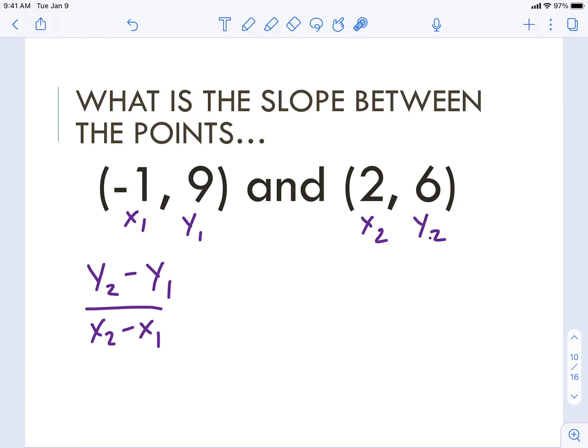Okay, in this, remember that these are xy coordinates, right? So this is x1, y1, x2, y2. Sometimes students put x1, x2, and y1, y2, but each one is its own xy coordinate. And now I can just plug things in from there. That would make it 6 minus 9 over 2 minus a negative 1. Remember, minus a negative makes it a plus. And that makes this negative 3 over positive 3, which would reduce to negative 1.